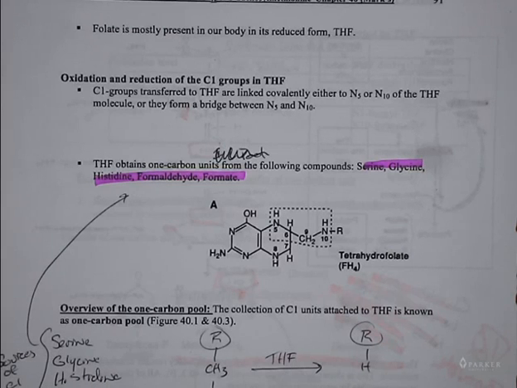Now, it can be attached to both. It can be linked to both at the same time, but the 1 carbon groups are attached either to N10, to N5, or to N5 and N10. They're carried on one of the nitrogen groups, and you got to know that those nitrogen groups that they are carried on are the ones at position 5 and 10. That will show up, I almost guarantee.